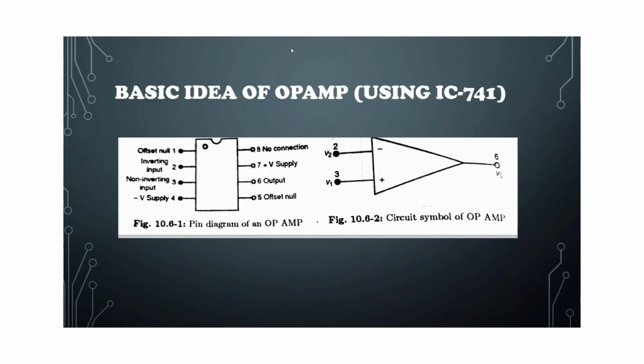In the diagram of the widely used Opamp IC741, we can clearly see that the positive V and negative V supply voltages are connected to pins 7 and 4 respectively. No connection is required to pin 8. Pin 6 is the output terminal. Pins 2 and 3 are called the inverting and non-inverting inputs respectively.